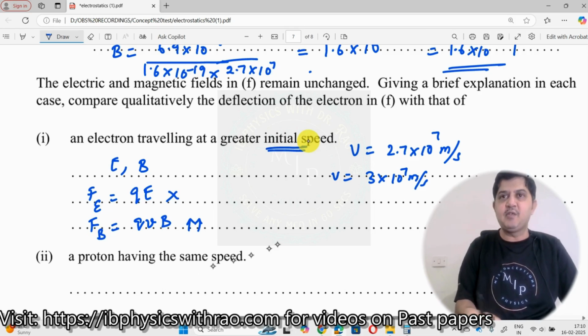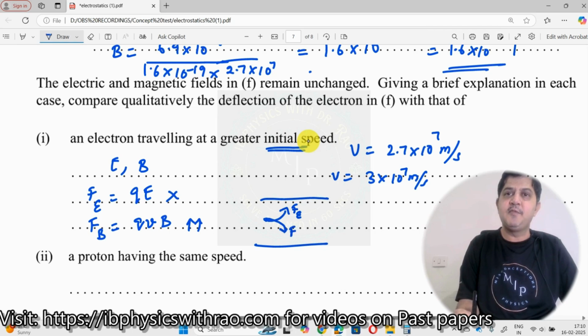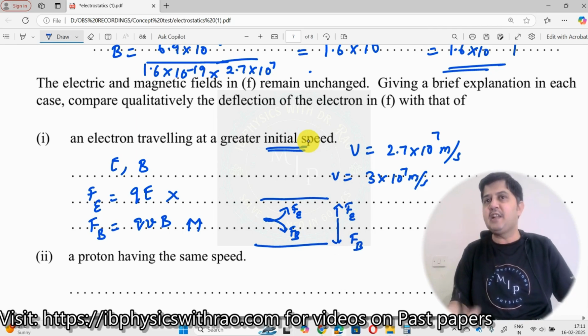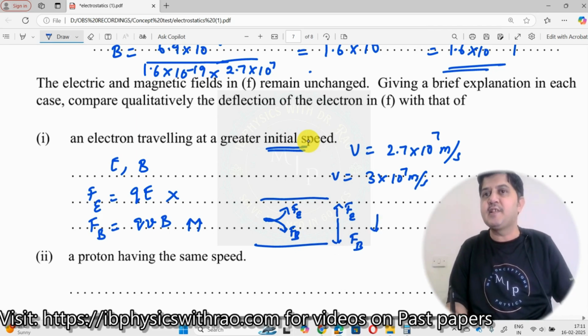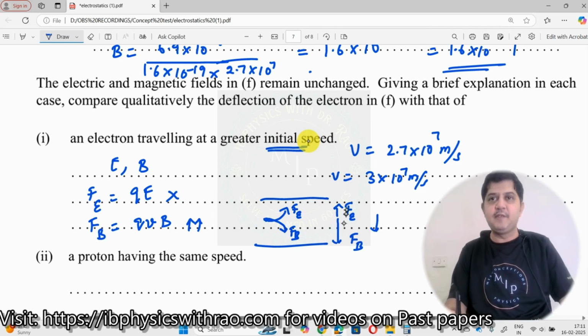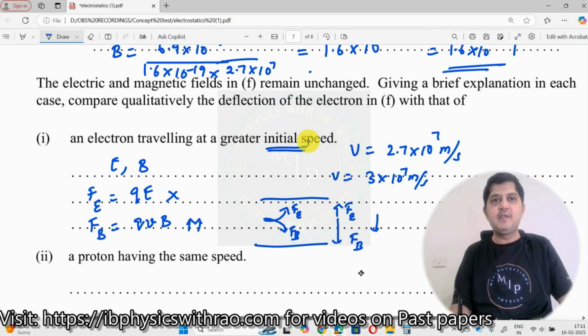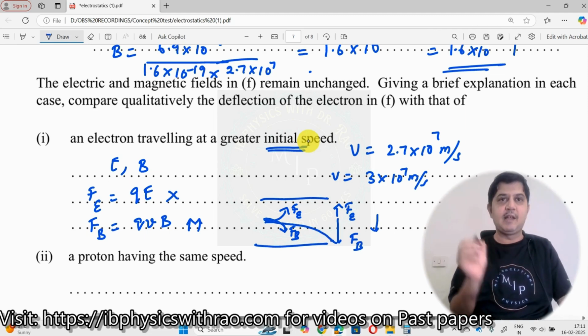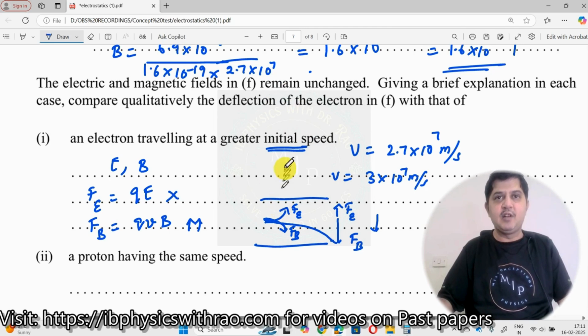When Fb will increase, what will happen? This is the plate, and Fe is acting like this, Fb is acting like this. Now the vectors appear to be, this would be your Fe and this would be your Fb, a longer vector. When you have a longer vector, which means what? There will be a net force acting downwards, right? Because when you do subtraction, you'll have some net force acting downwards. When you have net force acting downwards, the electron will get deviated like this, right? Okay, now let us move on to the next one.